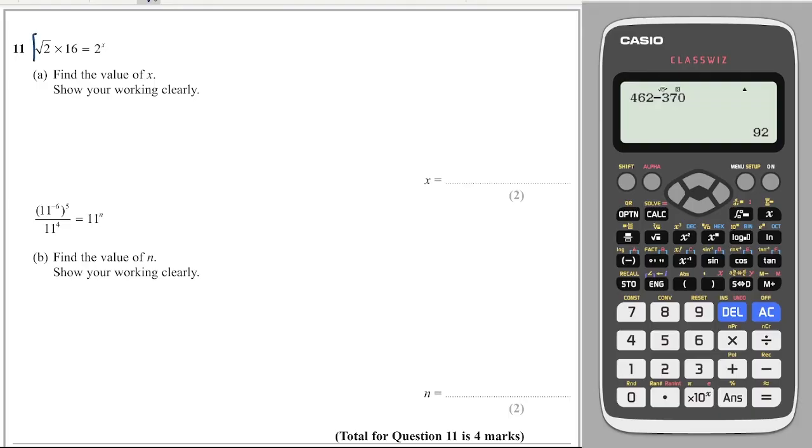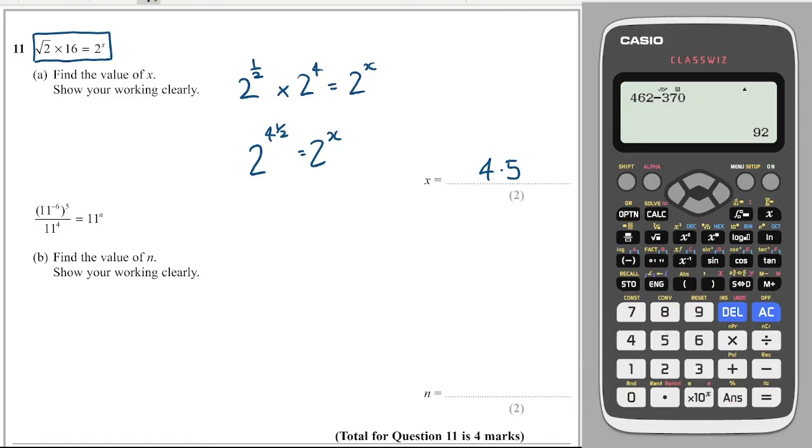Okay, this is a classic type of question where all of the terms are powers of 2. So root 2 is 2 to the half. 16 is 2 to the 4, and that's equal to 2 to the something. When I multiply 2s together, or anything together that is the same, the powers add. So I get 2 to the 4.5 is equal to 2 to the x. So therefore x is equal to 4.5.